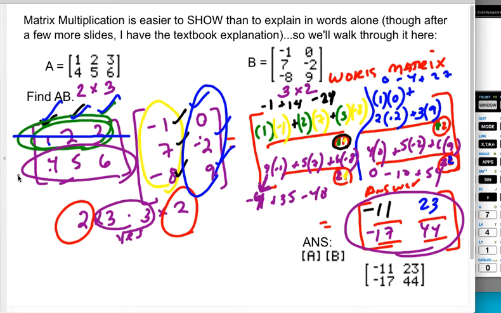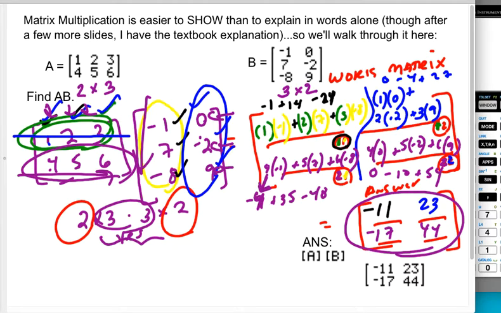So you work your way across a row, down a column, right? But it's the reason that you need your inner dimensions to match, because essentially, these 3 columns have to line up with these 3 rows, or else there's not enough entries to make this work.